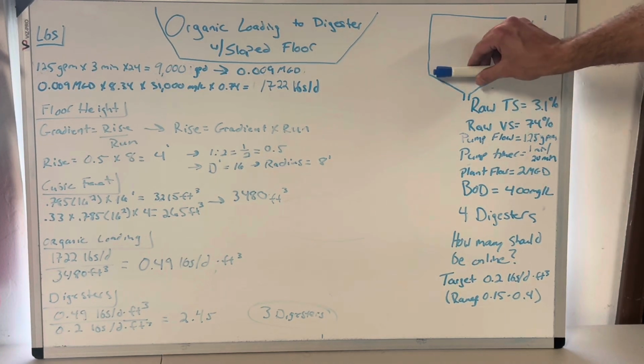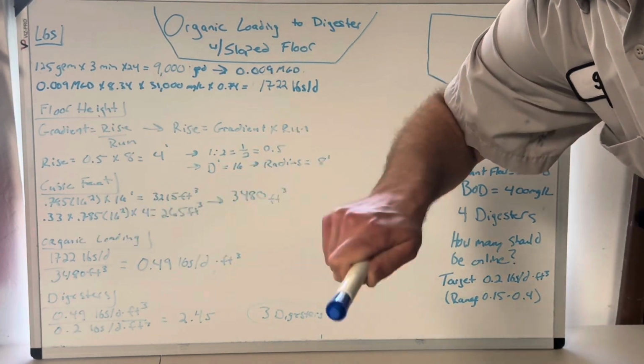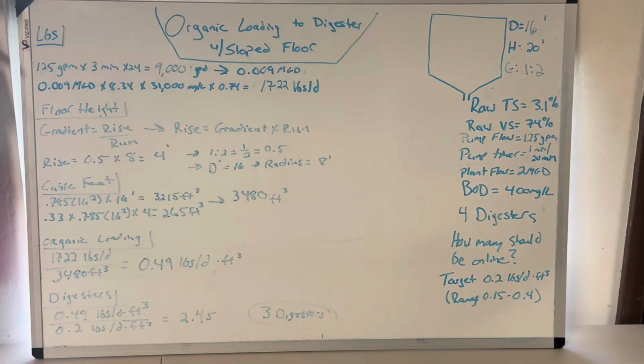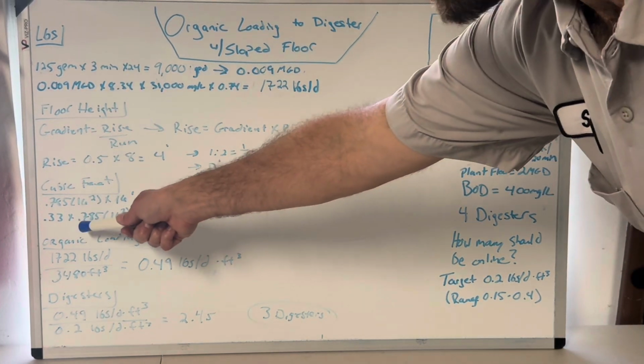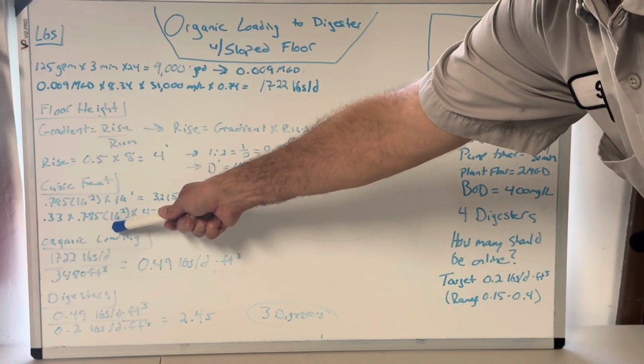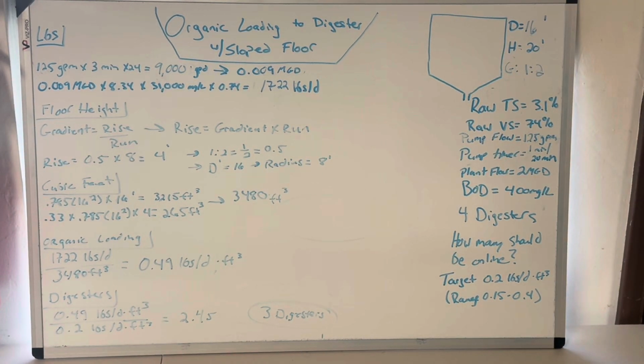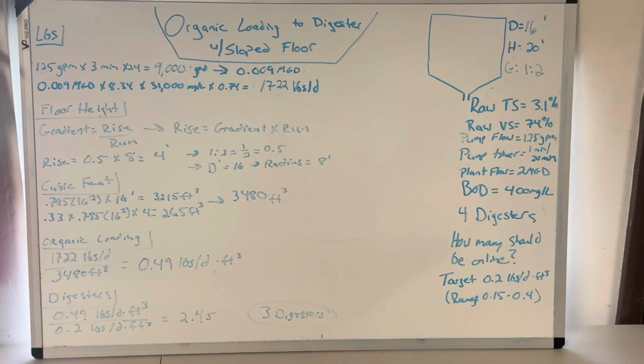Okay, now we do a cone. We have a floor height of 4 feet, diameter of 16 feet, and how you do a cone is 1/3 times 0.785 diameter squared times height. So I just do that. I like to multiply as a decimal, and so 1 divided by 3 is 0.33. So 1/3 is 0.33 times 0.785 diameter squared, which is 16 foot squared, times 4 gives us 265 cubic feet. Plug that in your calculator. And now we add them together to get the total volume of the digester, which is 3,480 cubic feet.